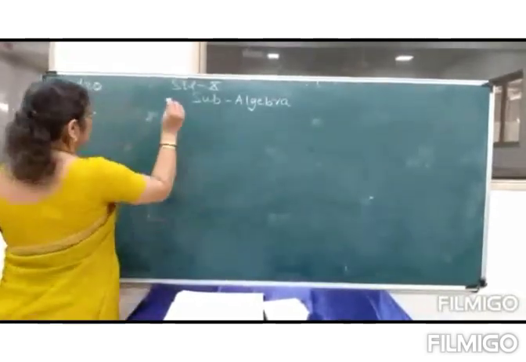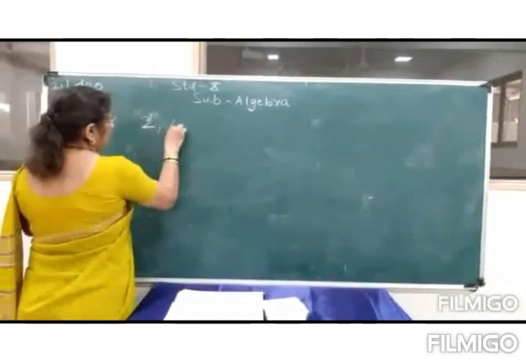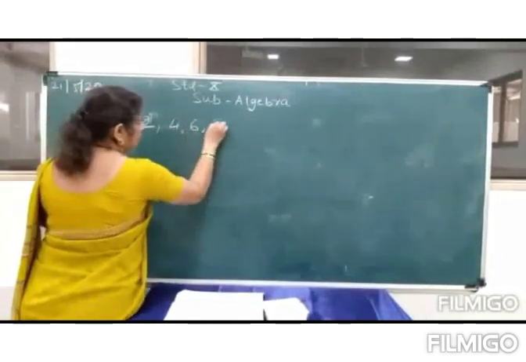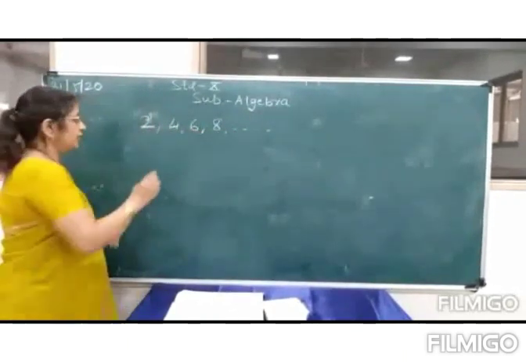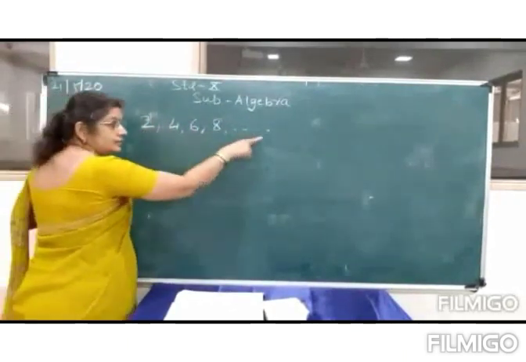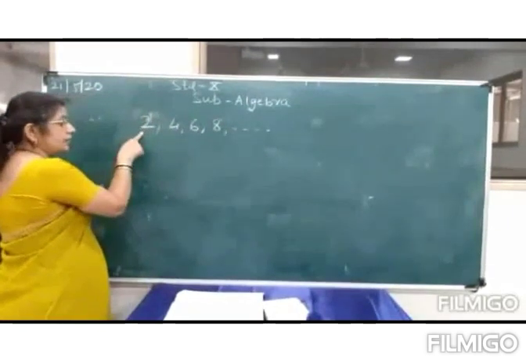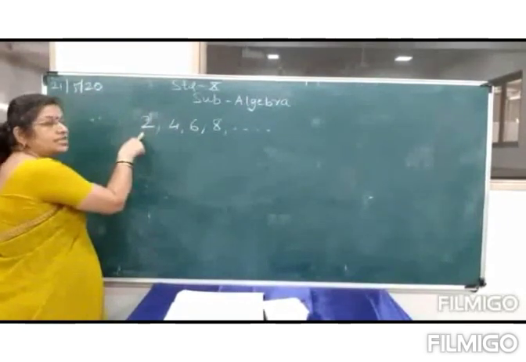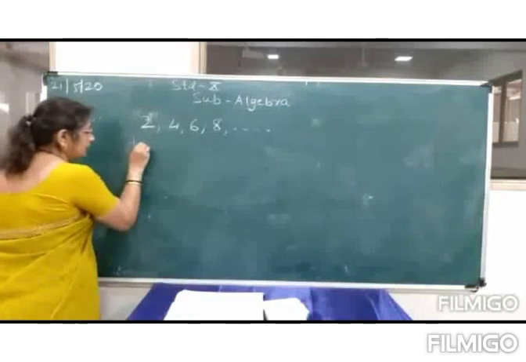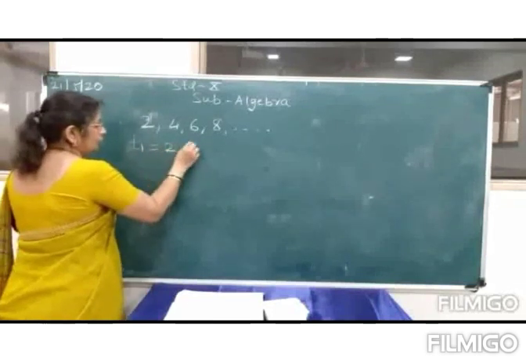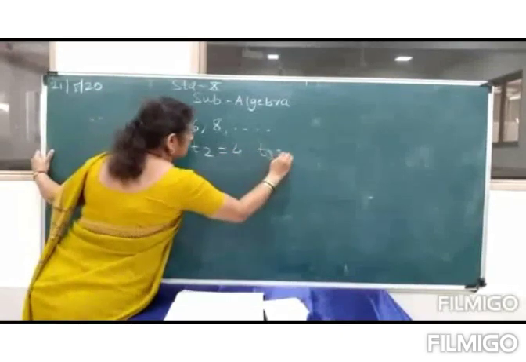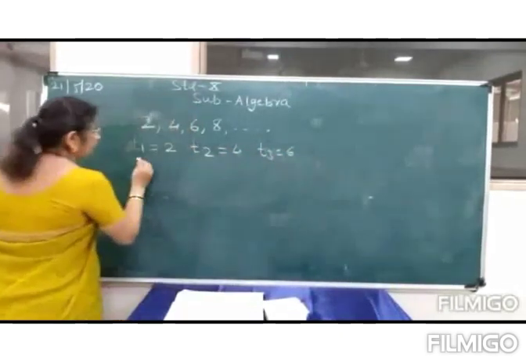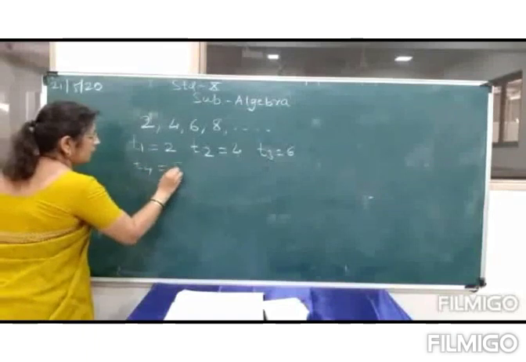Now see here, first example, 2, 4, 6, 8 and so on. Now this is the example. Now you know that this is a sequence, right? And each number is known as a term. Now we will write here T1 is equal to 2, T2 is equal to 4, T3 is equal to 6, T4 is equal to 8.